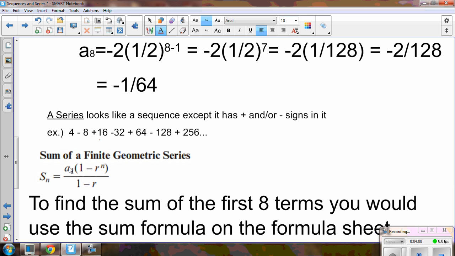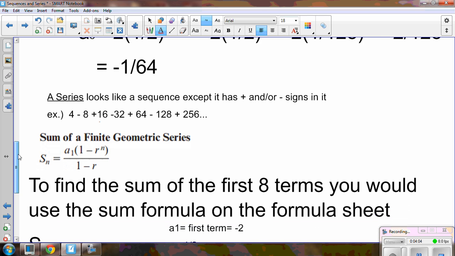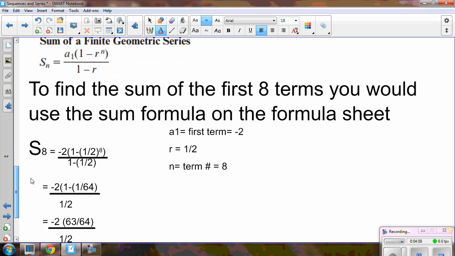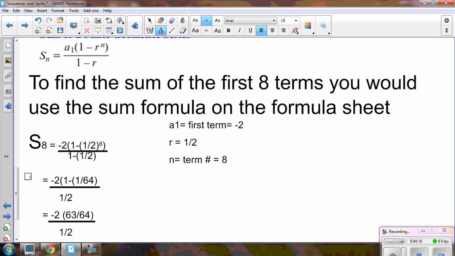So here's the formula for the sum of a finite geometric series, right from the formula sheet. To find the sum of the first 8 terms, you would use the sum formula. I just copied and pasted it over here, and now I've plugged in the 8. Our first term in our example is negative 2. And this is 1 minus 1/2 to the 8th power over 1 minus 1/2. So long story short, this is a typo.